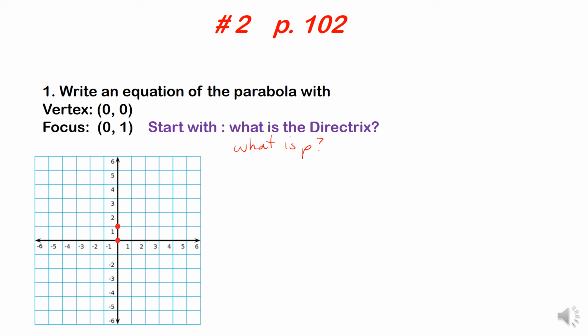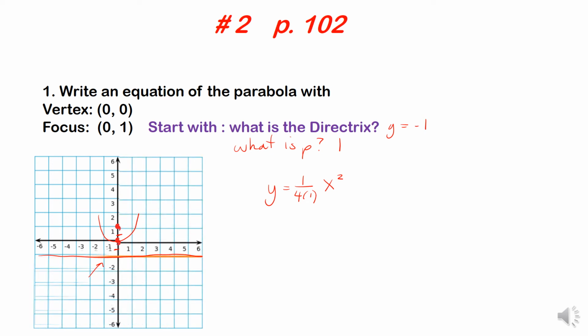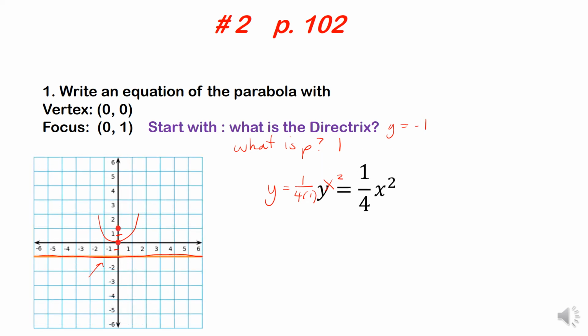Okay, so if the focus is 1, and we know that the parabola hugs the focus, then that means the directrix is on this side. Same distance this way. And the distance, or p, is 1. So my directrix is y equals -1. Okay, so now I'm going to come up with the formula. y equals 1 over 4 times 1 x squared. So there it is, y equals 1/4 x squared.